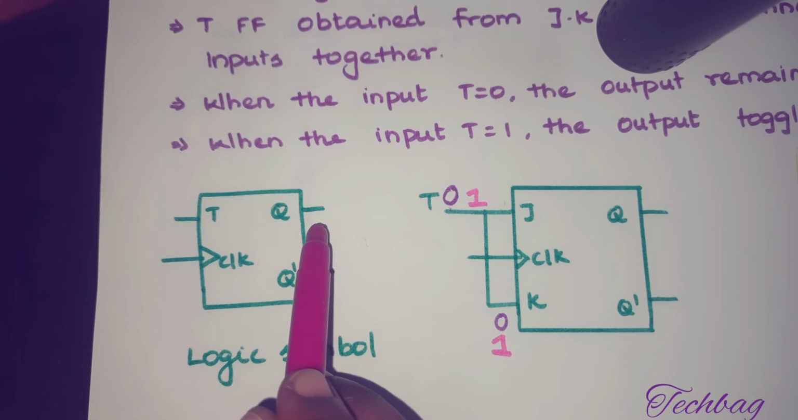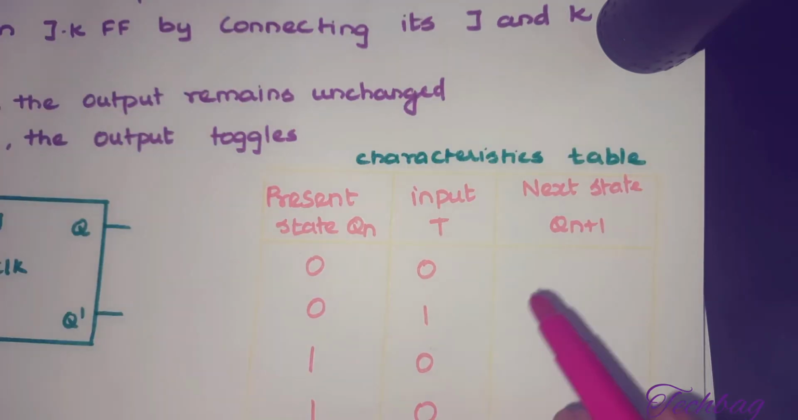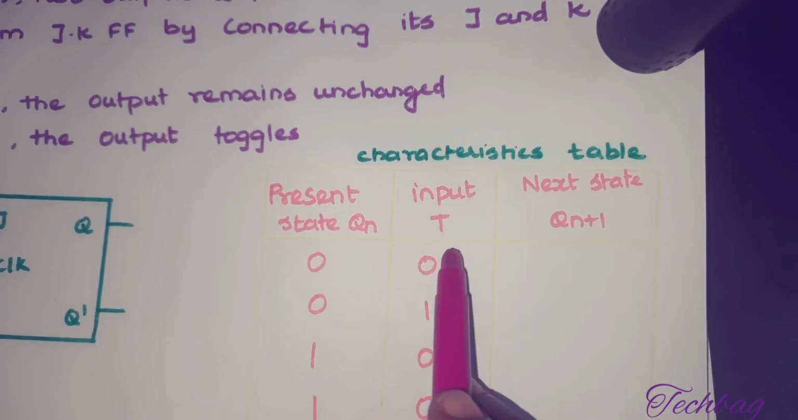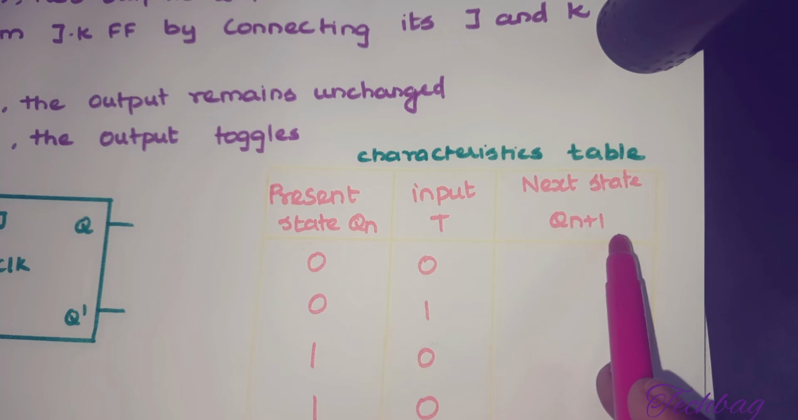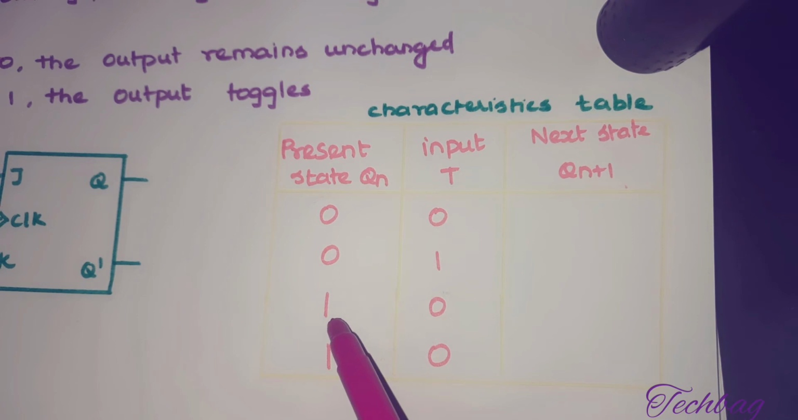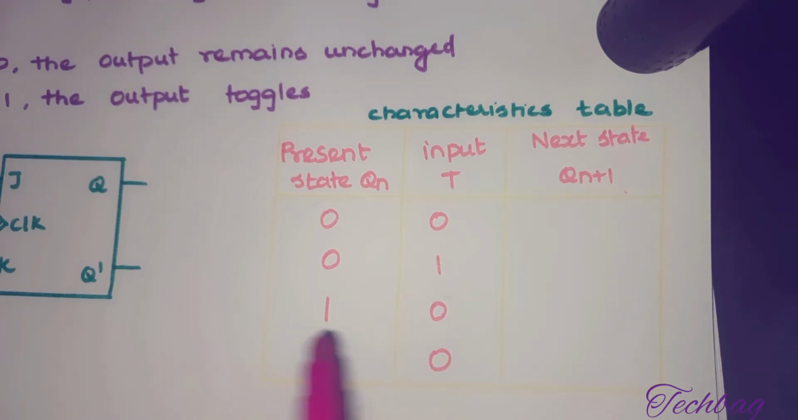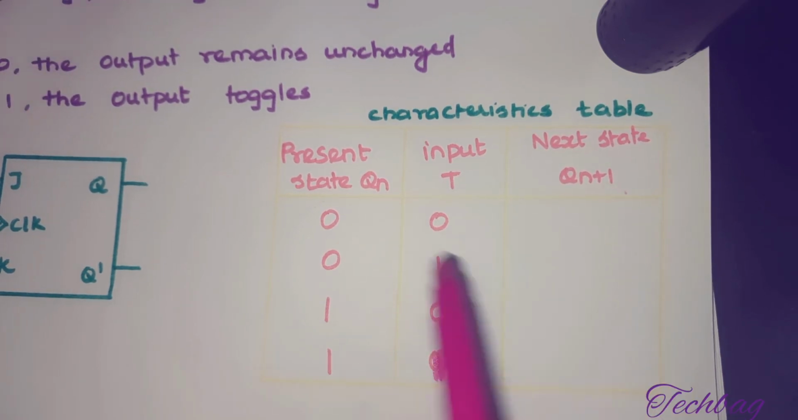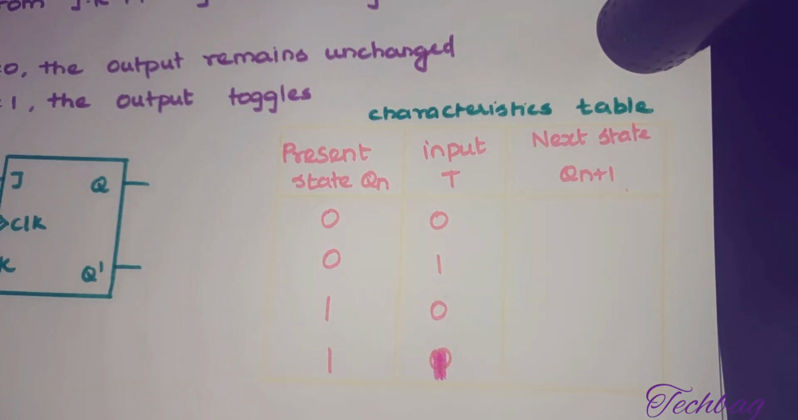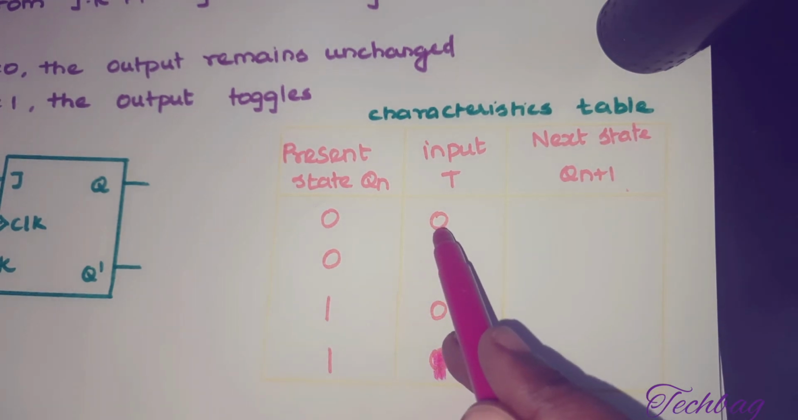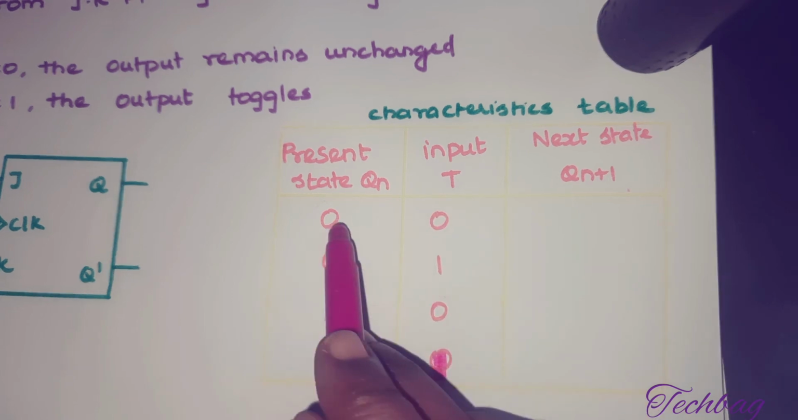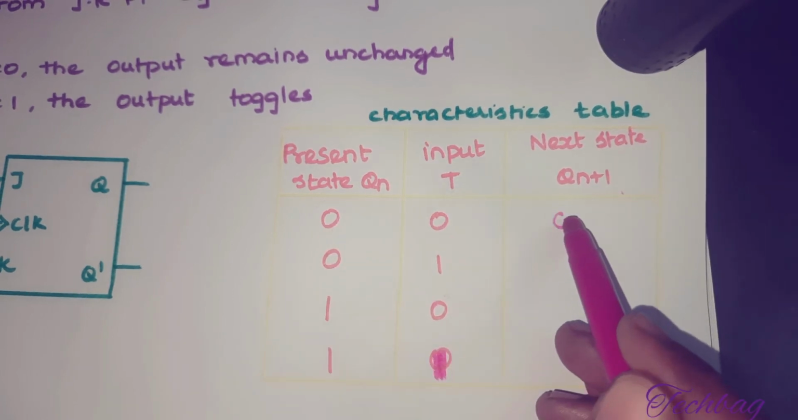Next, we will derive the characteristic table of T flip-flop. Here, inputs are present state and flip-flop input T. Output is next state. So, present state 0, your T may be 0 or 1. Present state is 1, your input is 0 or 1. Or simply you can write all the 4 possible combinations for these 2 inputs. So, first condition T is 0. T is 0 means it remains unchanged. It remains in the previous state. So here 0, again you get 0.